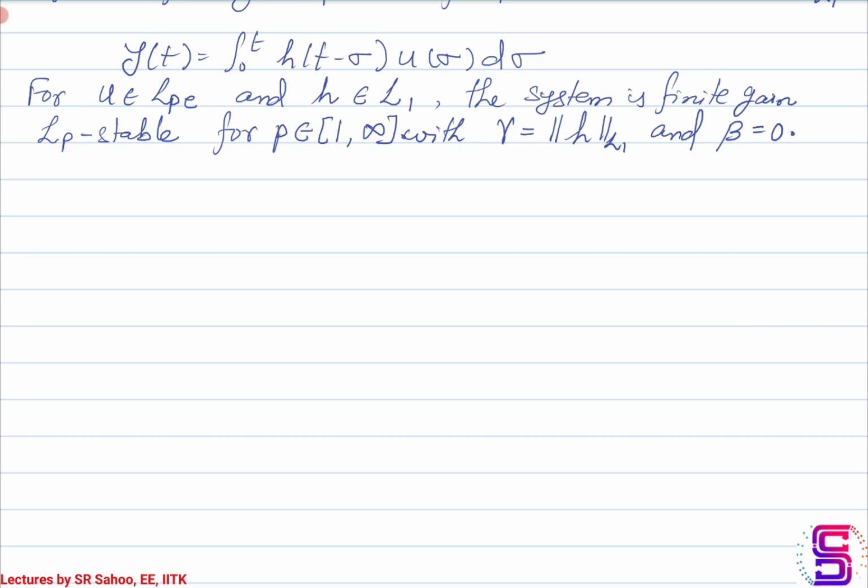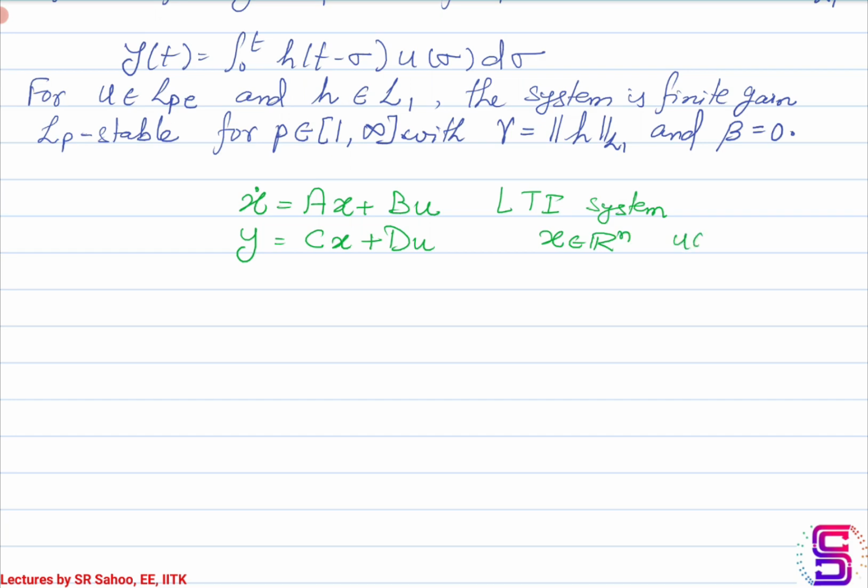Suppose you have a linear time invariant system of the form x dot equal to Ax plus Bu and y equal to Cx plus Du. This is an nth order LTI system with m number of inputs and q number of outputs. And suppose A is Hurwitz. What does Hurwitz mean? It means that all the eigenvalues of A have negative real part. Okay, that is what it means.